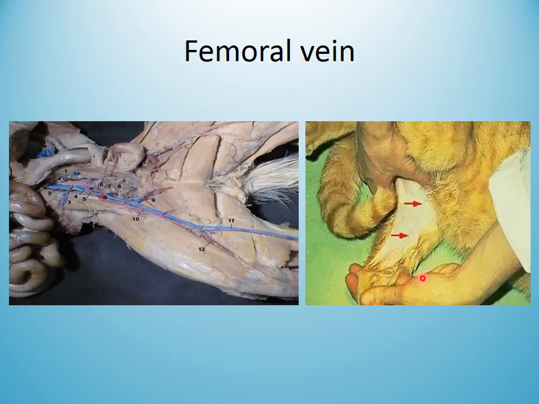This is a picture depicting the femoral vein. Okay, remember I said the femoral vein runs on the inside thigh, typically in cats, and it's number 11 here. So we will pinch off the inside thigh of a cat, and we can visualize that femoral vein and do a venipuncture there.